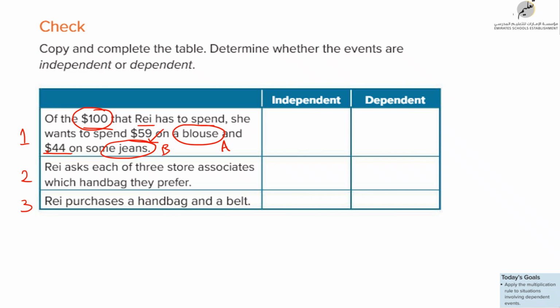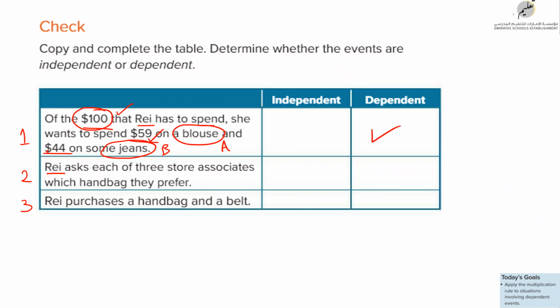Now, for example, she buys the blouse which is say $60. Then she has to spend less money on the jeans, only $40 left, right? So the total money that she has is fixed. If she spends more on the blouse, she has to spend less on the jeans, or if she spends more on the jeans, she has to spend less on the blouse. So definitely it is an example of dependent events.